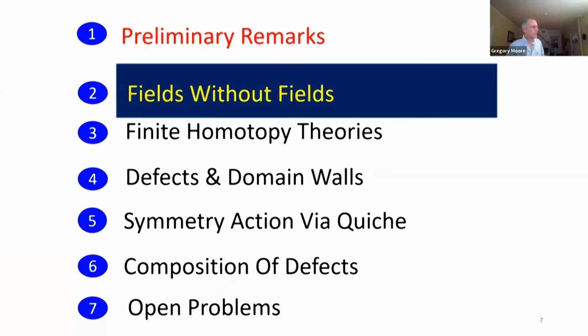So let's begin with what I like to call fields without fields. If John Wheeler were with us today, he would call this topic of topological field theory fields without fields. So I need to say a few preliminary remarks about N categories. So I'm going to assume you know what a category is. If you don't know what a category is, you should probably give this talk a miss.